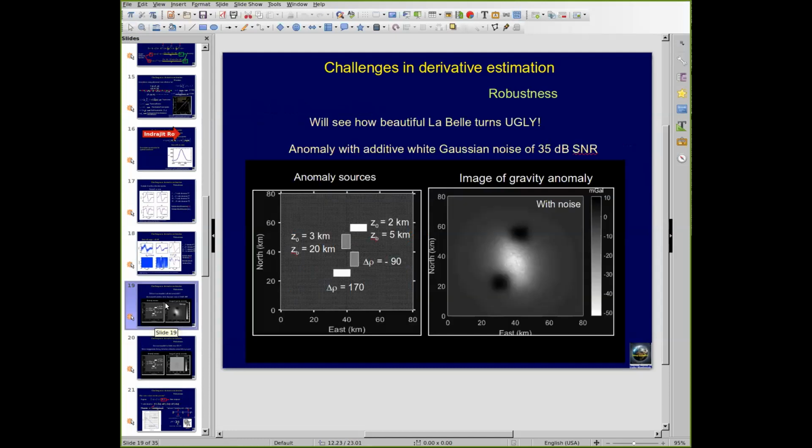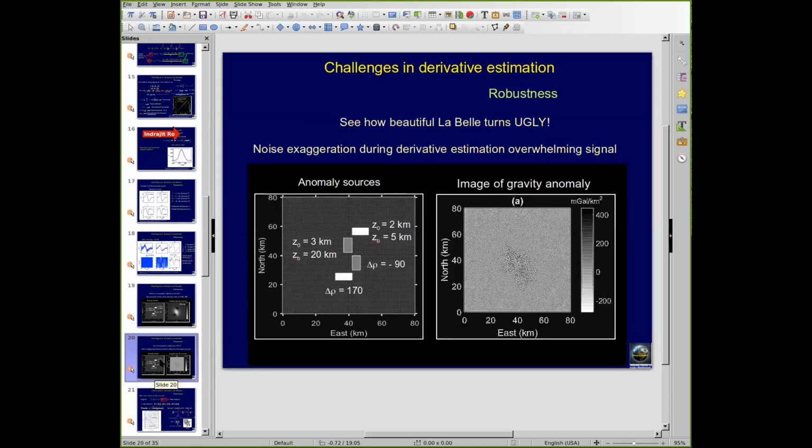Let us see another case. See here, we have the prisms, again the same type of thing, and on the right-hand side is the gravity anomaly with a very small amount of noise, 35 dB SNR. 35 dB SNR will be around less than 2%, 1.75 percent or something like that. So less than 2% additive white Gaussian noise. And see the situation: second order derivative, gone. You cannot see. That image becomes so ugly.